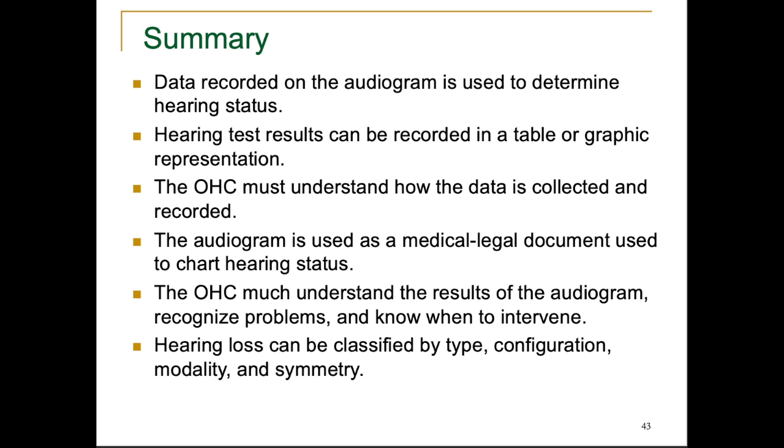So in summary, data recorded on the audiogram is used to determine hearing status. Hearing test results can be recorded in a table or graphic representation. The OHC must understand how the data is collected and recorded. The OHC must understand the results of the audiogram, recognize problems, and know when to intervene. Hearing loss can also be classified by type, configuration, modality, and symmetry.